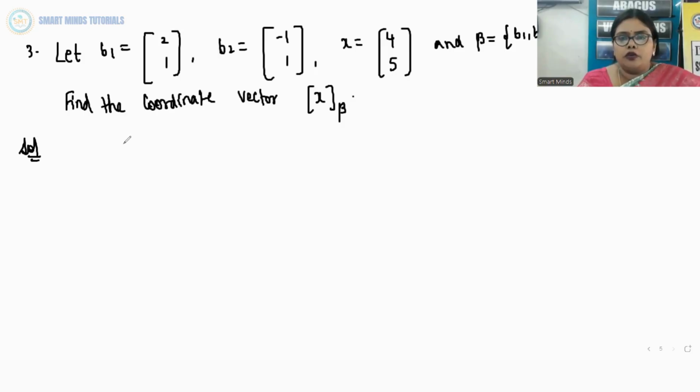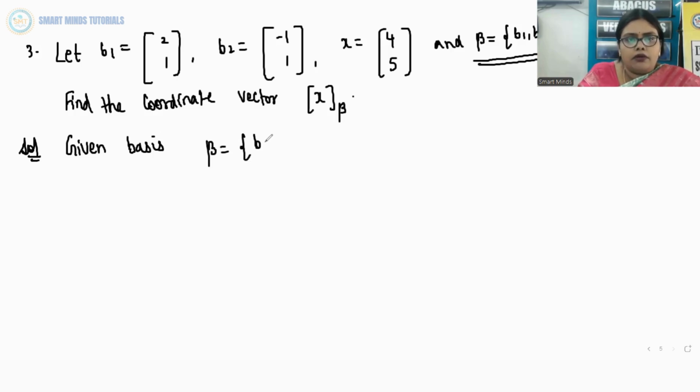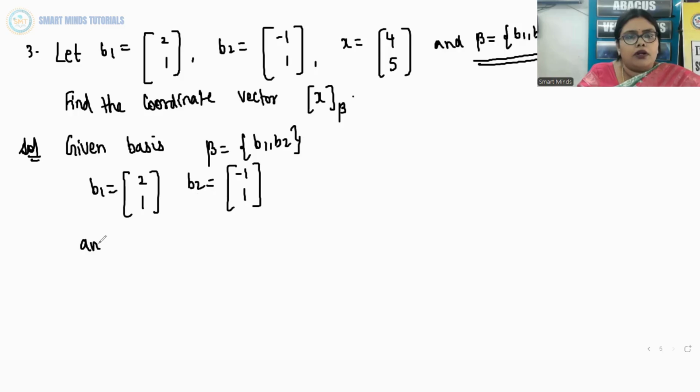Let b1 is equal to 2, 1, b2 equals to minus 1, 1, x equals to 4, 5, and beta equals to b1, b2. Then we need to find the coordinate vector. So first, let us write the given basis. This beta equals to b1, b2 is called the basis. Here b1 is 2, 1, b2 is minus 1, 1. And the vector x equals to 4, 5.